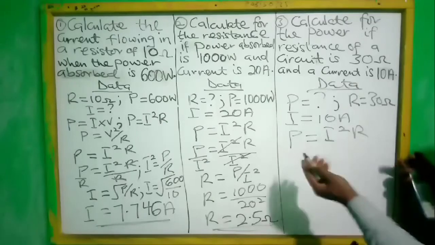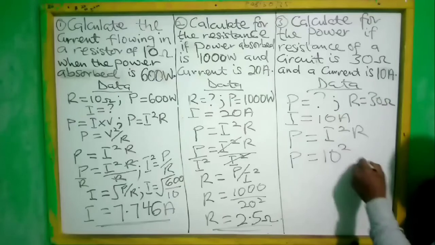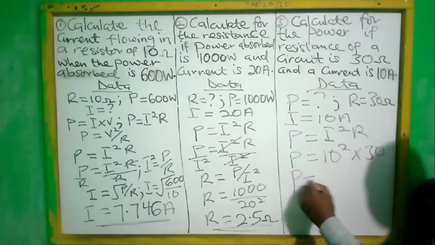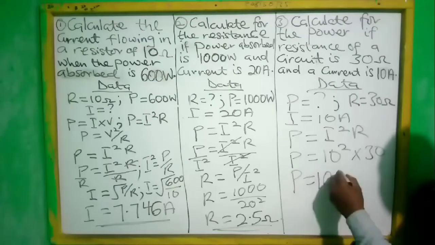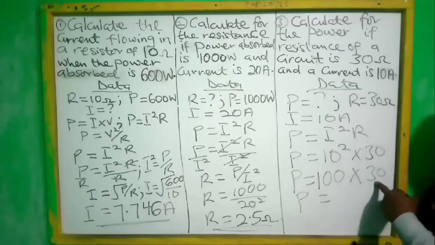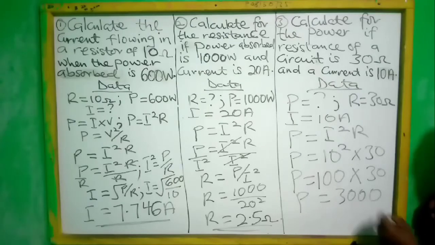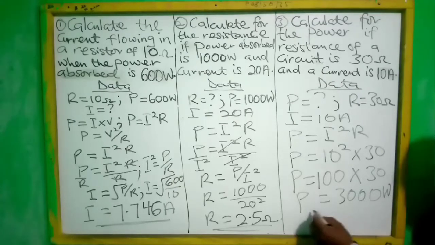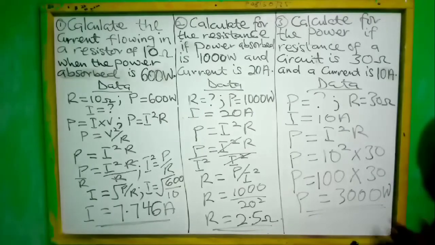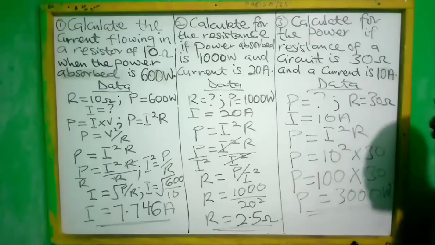So this one is straightforward. We say power equal to current is what? 10 squared times resistance is what? 30. So 10 squared is what? 100. Then times 30. So power equal to 30 times 100, we have 3000 watts. You can also write this as 3 kilowatts because it's in thousands. A kilo is in thousands, so you can also write it as 3 kilowatts. Alright, so this is the answer.